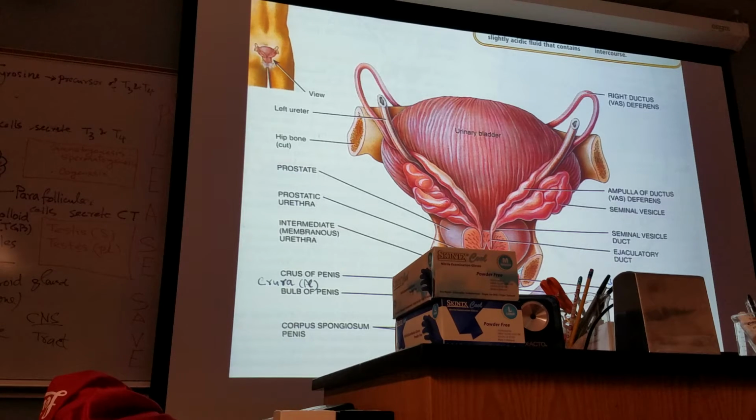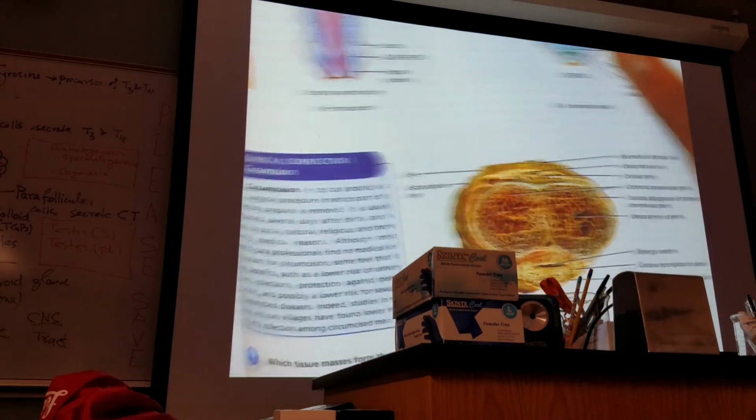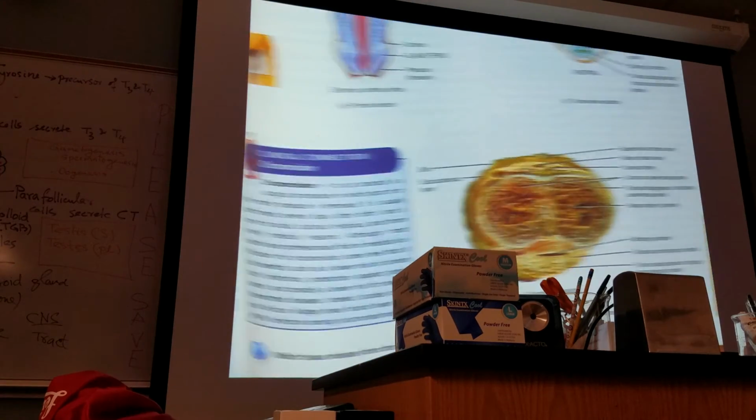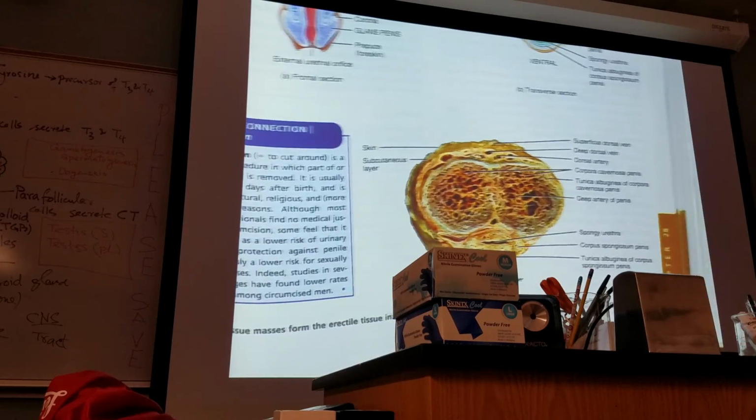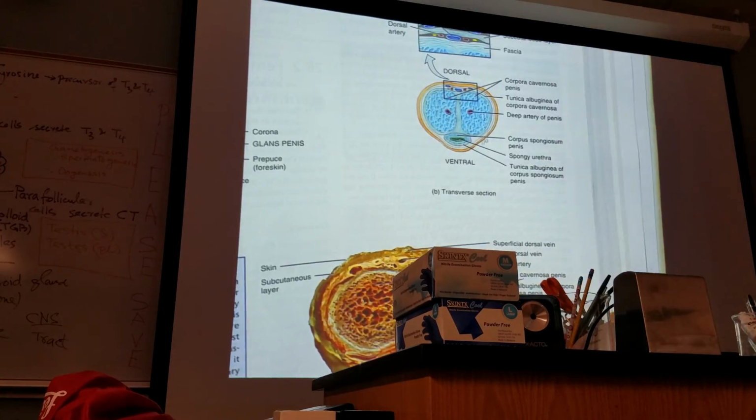The last diagram, the last structure. There we go. This is the cross section through the penis, the transverse section. These two corpora cavernosa, and this is the corpus spongiosum, and here is the spongy urethra. This is the cutaneous skin, and this has been developed from this one.